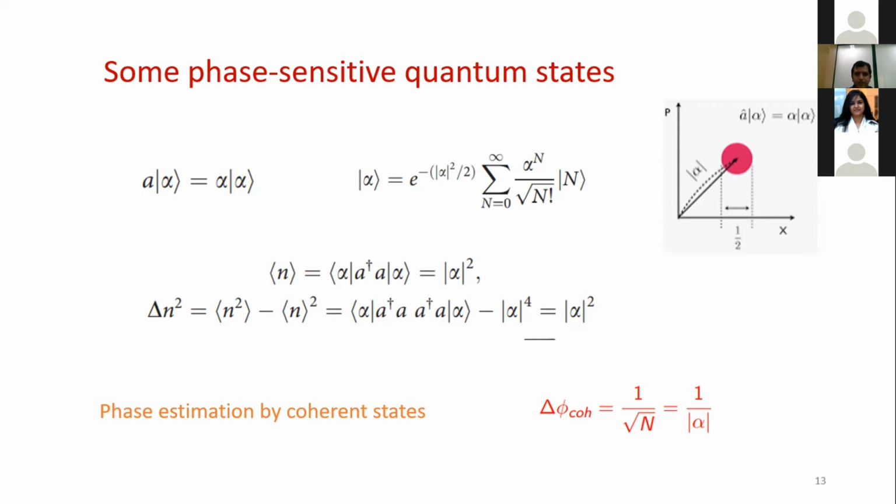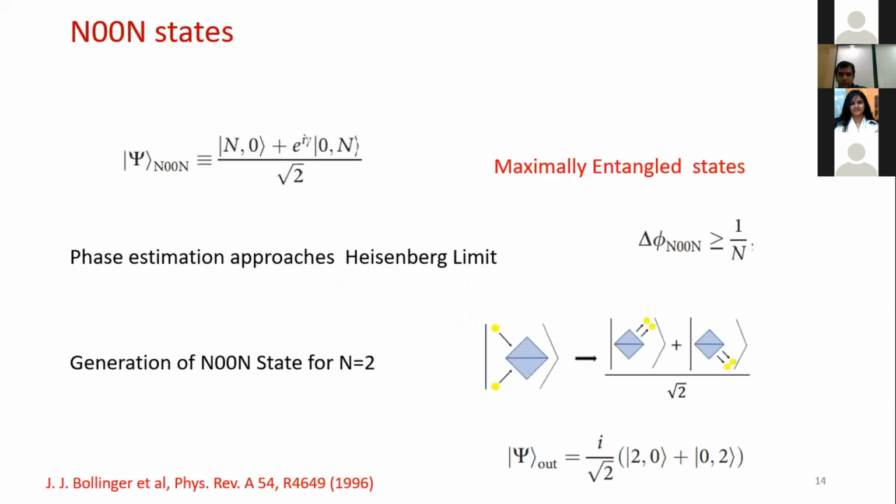Here n is the average number of photons in this coherent state. So using this coherent state, we can only achieve the standard quantum mechanical limit, which is the best possible estimation using a classical-like state. In fact, this is expected because coherent states are classical-like states nonetheless. Then we take the maximally entangled states, which are the NOON states. NOON states are basically in this configuration. If we take the NOON states for the phase estimation, it comes out to be the Heisenberg limit.